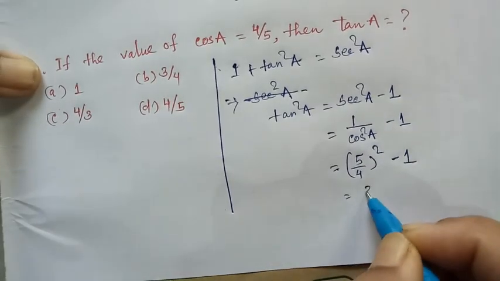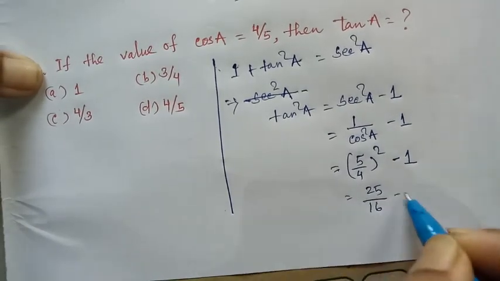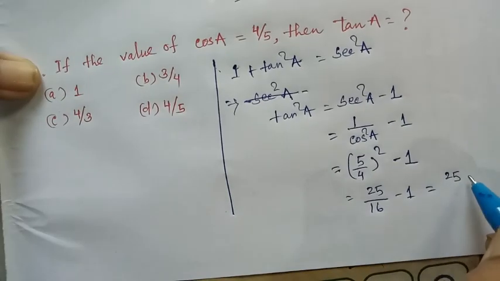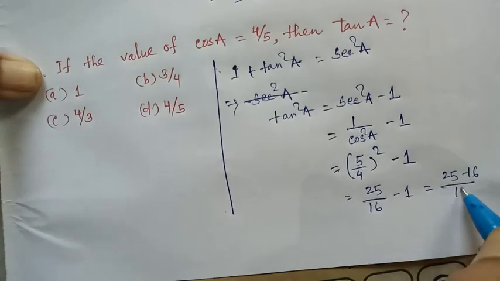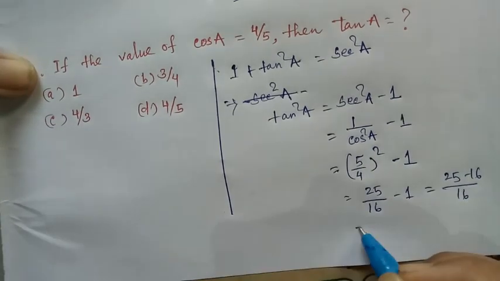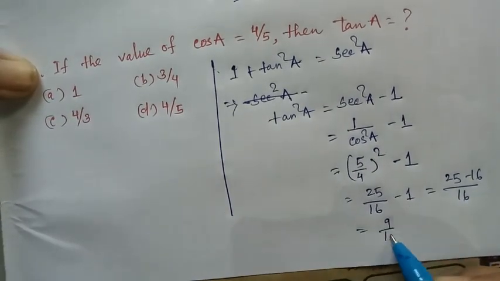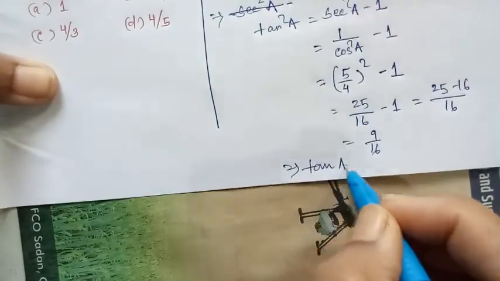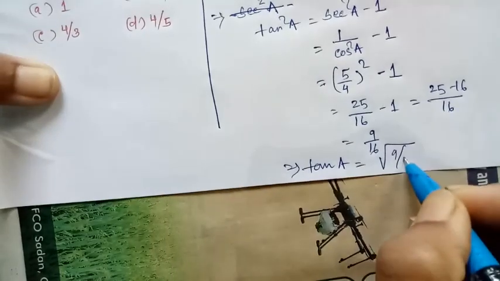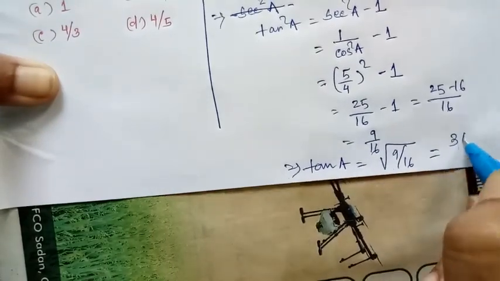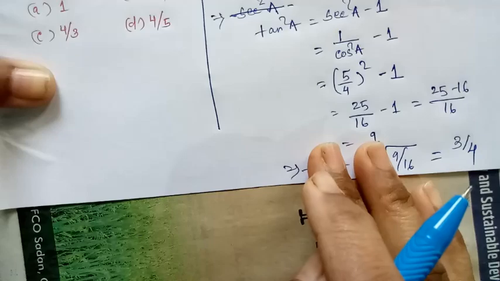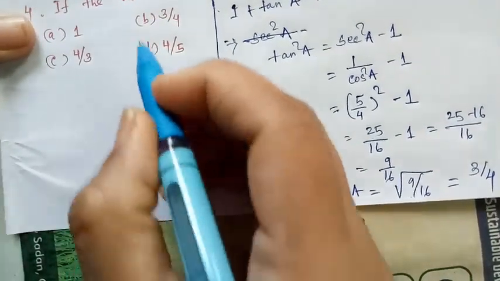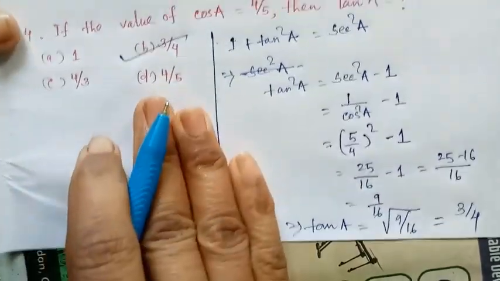That is equal to 25 upon 16 minus 1, which is 25 minus 16 upon 16, equal to 9 upon 16. So tan A is the square root of 9 upon 16, that is equal to 3 upon 4. So your tan A is equal to 3 upon 4, option B.